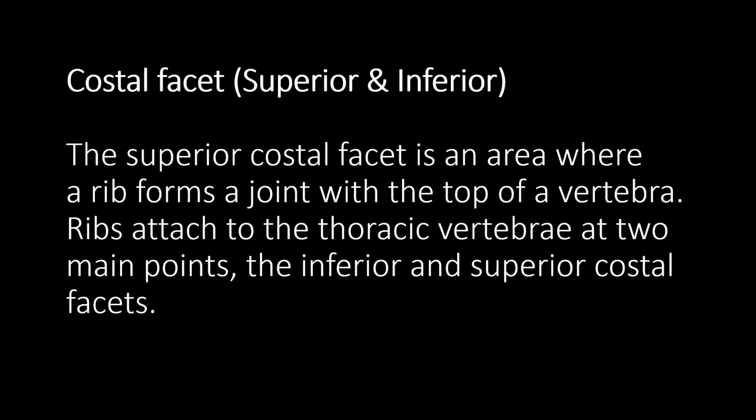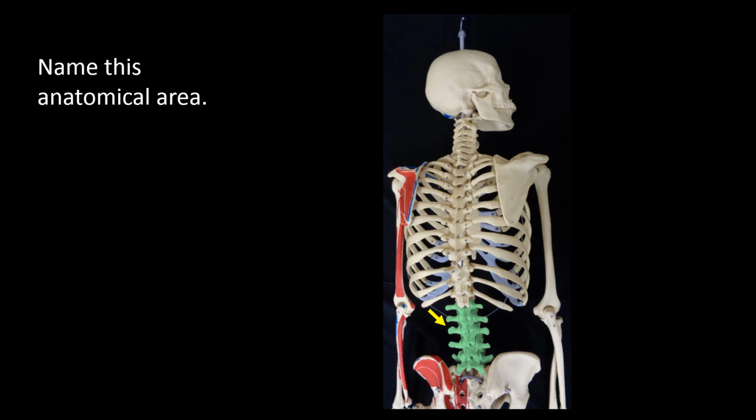Costal facet superior and inferior. The superior costal facet is an area where a rib forms a joint with the top of a vertebra. Ribs attach to the thoracic vertebrae at two main points, the inferior and superior costal facets. Name this anatomical area.